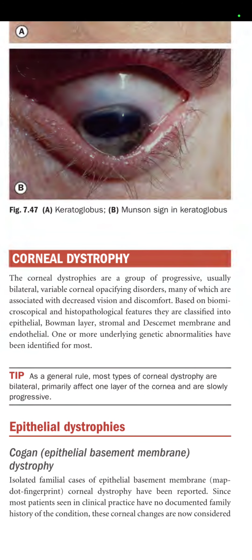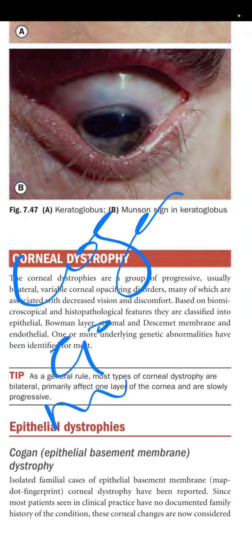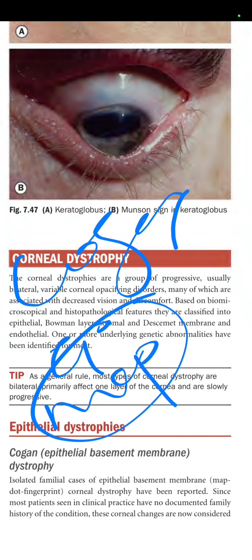Epithelial dystrophy, Cogan epithelial basement membrane dystrophy. Isolated familial cases of epithelial basement membrane map-dot-fingerprint corneal dystrophy have been reported. Why does it have so many names? When it appears, it can have a map-like configuration, or it can be like a dot, and it can be like a fingerprint, like you can see that a finger is printed. The layer involved is the epithelial basement membrane.